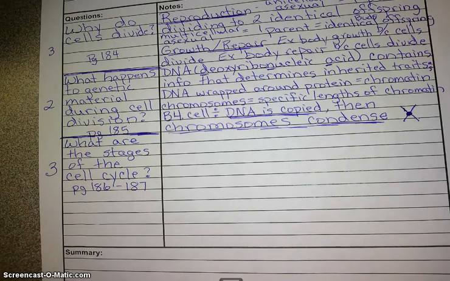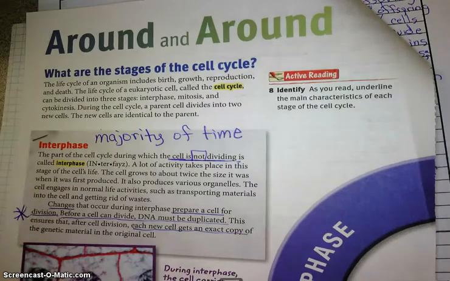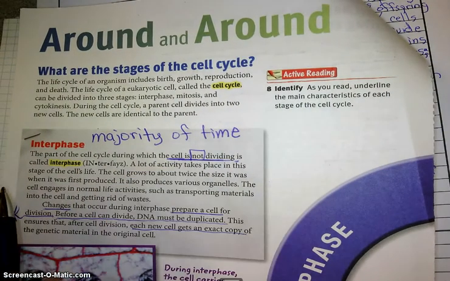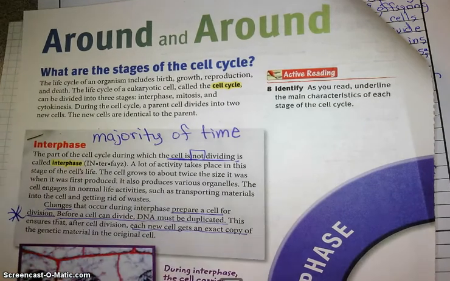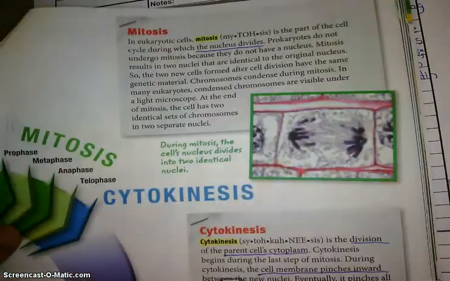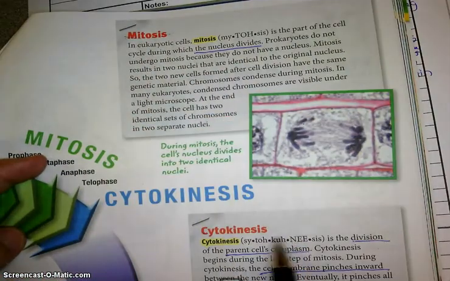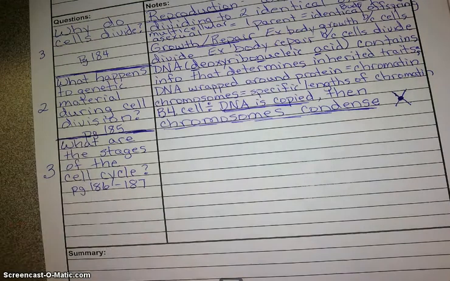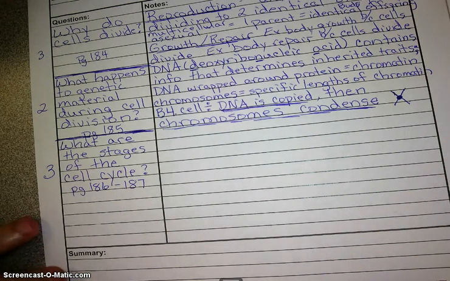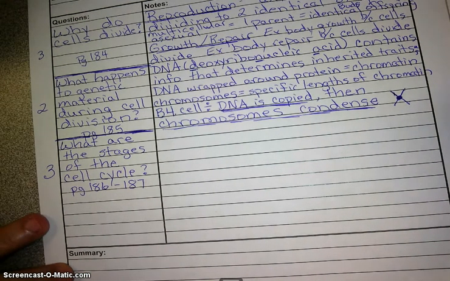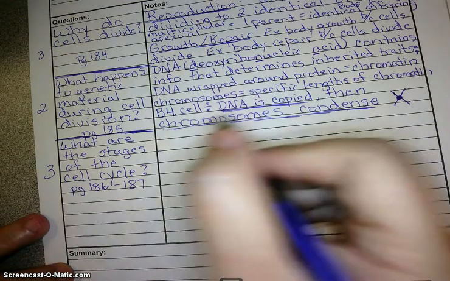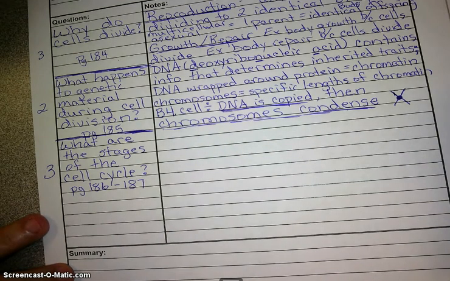Moving on to textbook page 186. What are the stages of the cell cycle? In red, you can see that we have interphase, mitosis, and cytokinesis. And so we write our question, what are the stages of the cell cycle? And then we will write our answer.